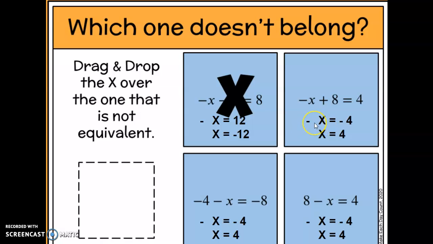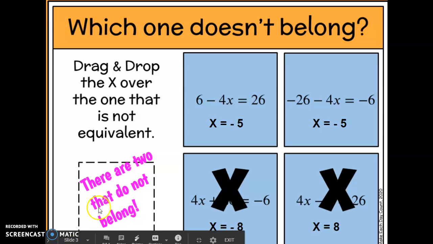We do not want to leave negative x in our answer. So if negative x equals negative 4, then x equals 4. You can think about this as having a coefficient of 1, so negative 1x. And what we would do to solve that is to divide by negative 1 on both sides. That leaves us with x and negative 4 divided by negative 1, which gives us a positive 4. So again, you never want to leave a negative variable as your solution.